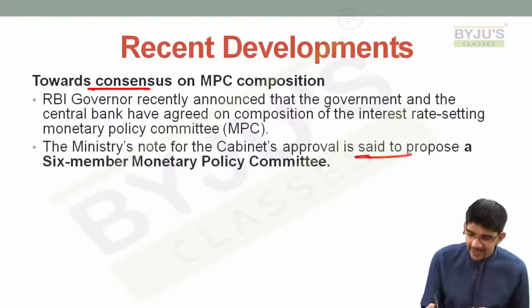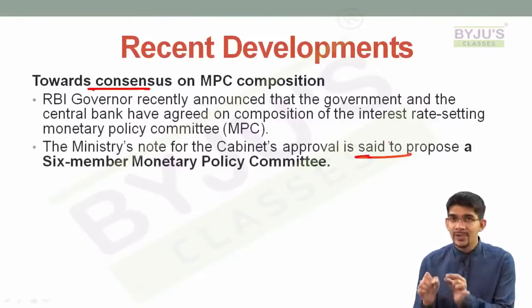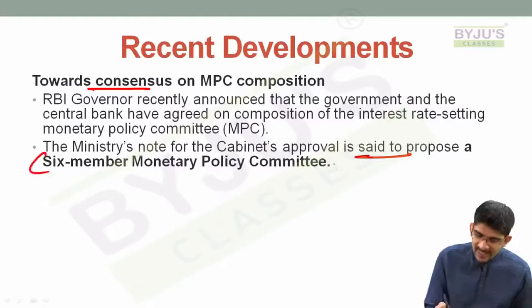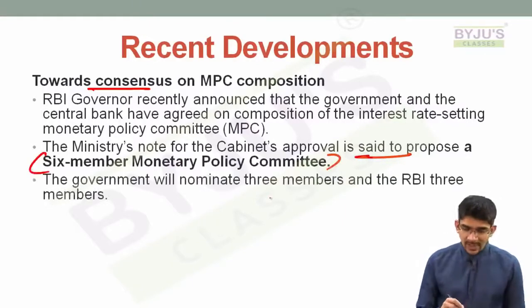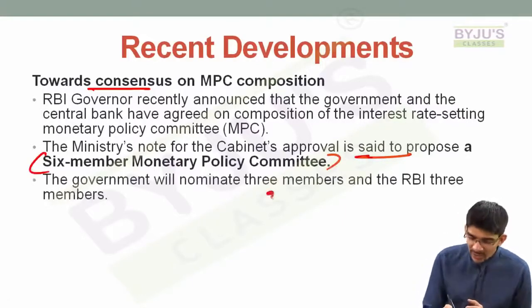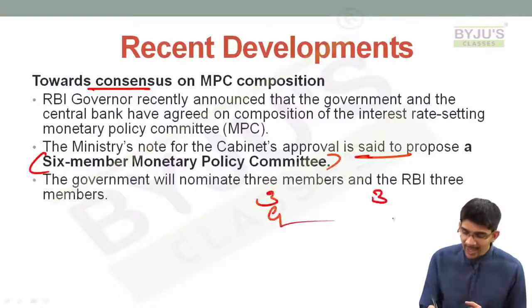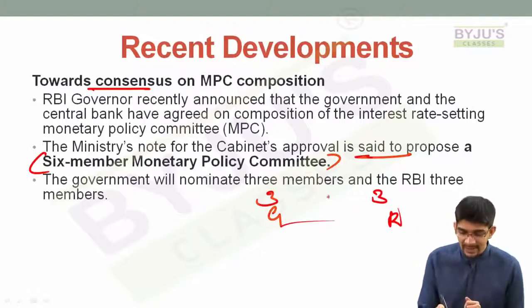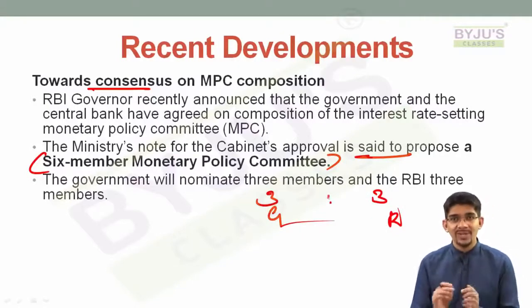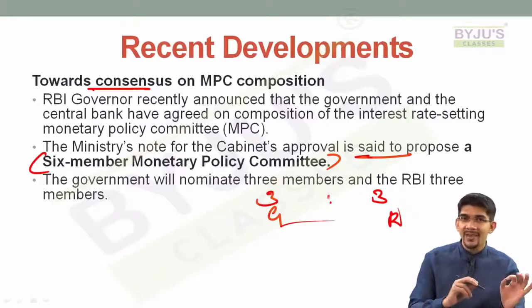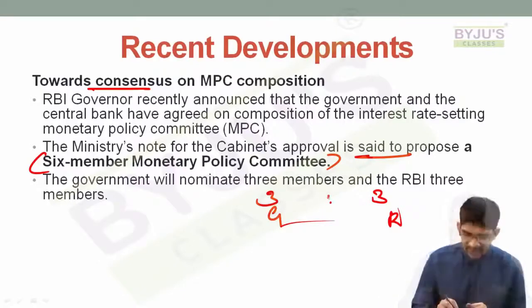We don't know the exact numbers or the exact mechanism yet, but sources are claiming that it's going to be a 6-member monetary policy committee. How this is going to work is that government is going to nominate 3, RBI is going to nominate 3. So government and RBI will have equal representation, a 3:3 ratio, a 1:1 ratio. So the problem of one person having extra power is removed.